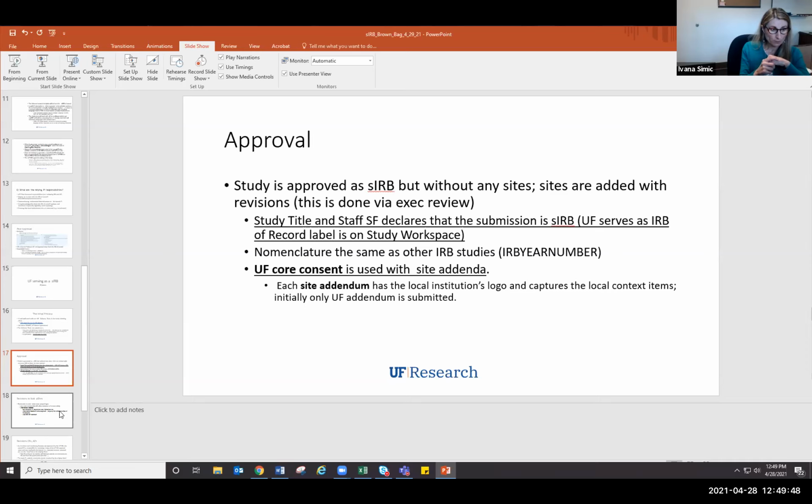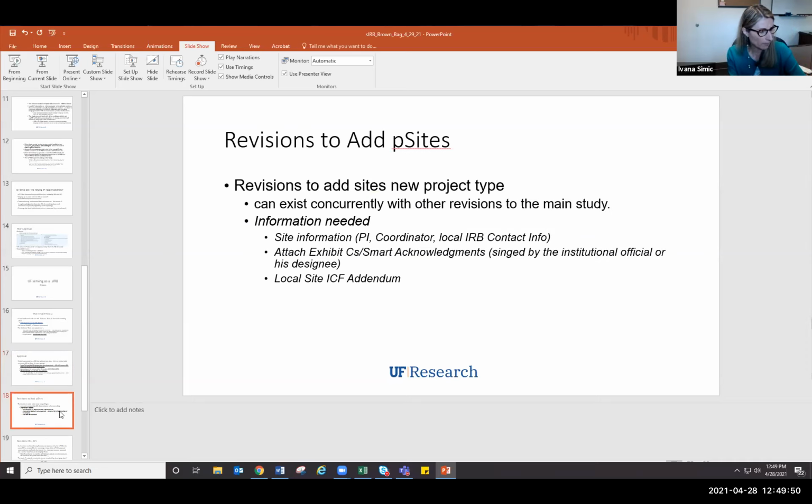a position to onboard that site and approve it as a participating site. About a year ago, we implemented in my IRB a new project type, revisions to add P sites. What's really beautiful about this is that with this addition, we were able to facilitate ongoing revision of a parent study while sites are being onboarded.